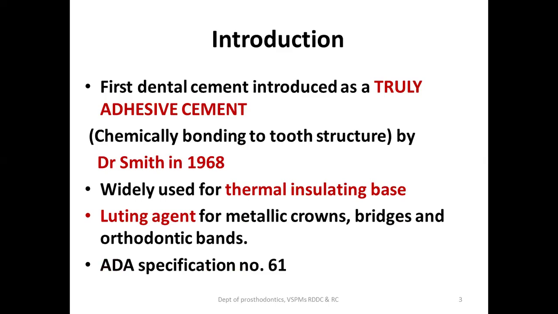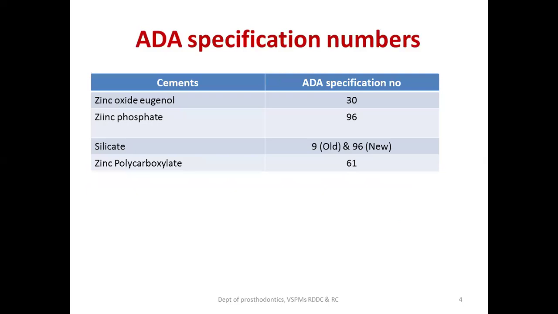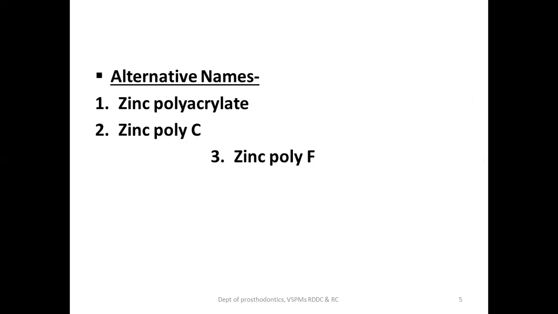The ADA specification number of this cement is 61. Let us see the ADA specification number of other cements, that is zinc oxide eugenol 30, zinc phosphate 96, silicate 9. Now there are two numbers: the old one is 9 and the new is 96, and zinc polycarboxylate is 61. There are three alternate names of this cement, that is zinc polyacrylate, zinc poly C, and zinc poly F.